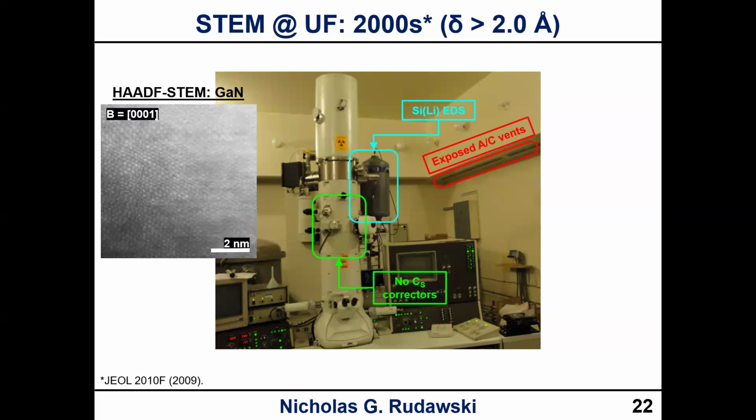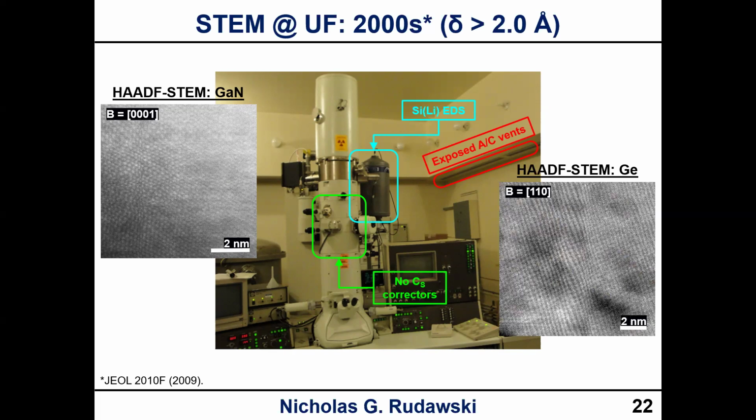Okay, so this is HAADF-STEM of GaN along 0001, and you can see there's a lot of ballooning and compressing and distorting of the image. Part of that is due to the sample not sitting still. Part of that's due to the fact that we have the EM fields present as well. This is germanium along 110, and it looks equally bad, okay? So the resolution of these, obviously not good. These images aesthetically not very good either, okay?